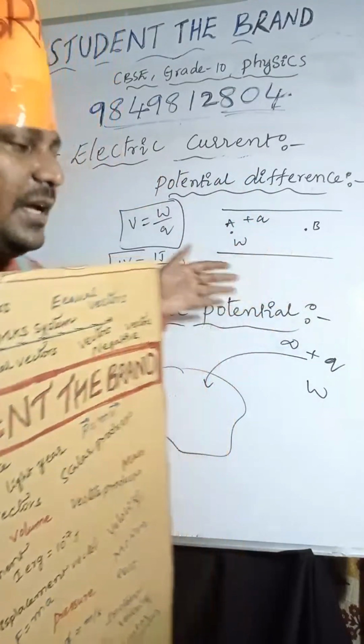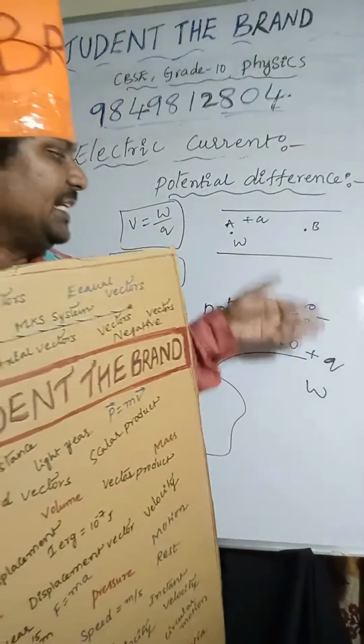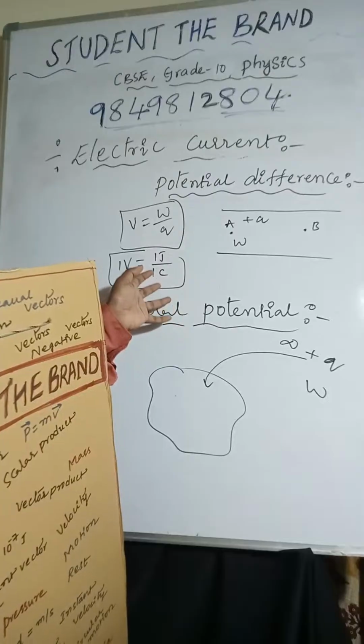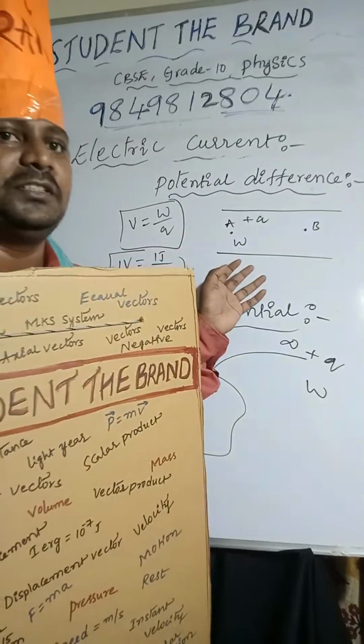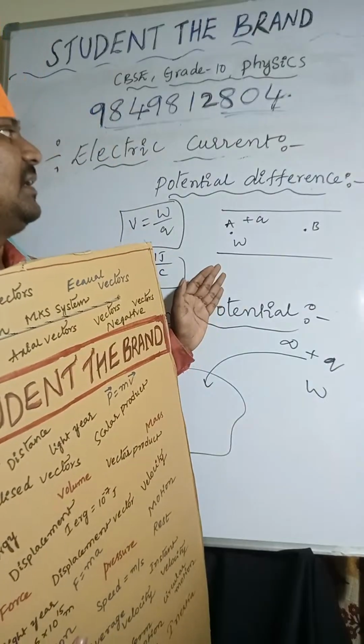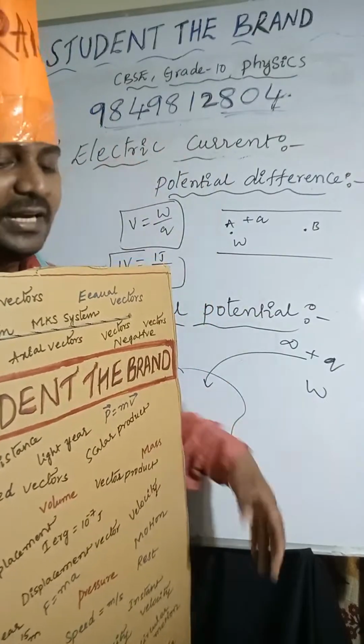And so here, the work done to bring unit positive charge from infinity to the required field is called electrical potential. I hope it is very clear. So this is about potential difference and electrical potential.